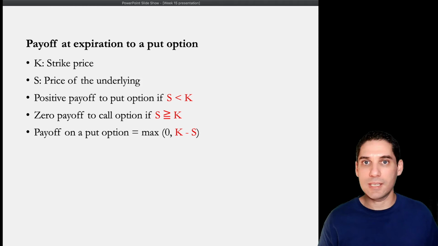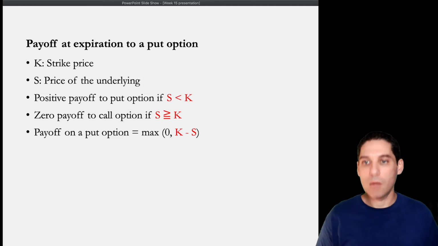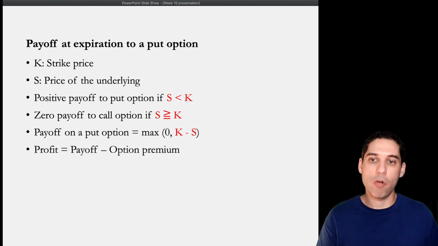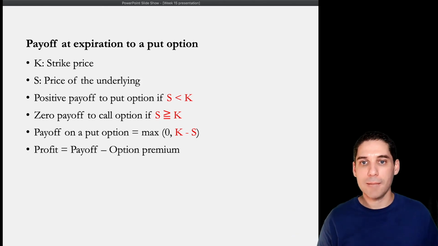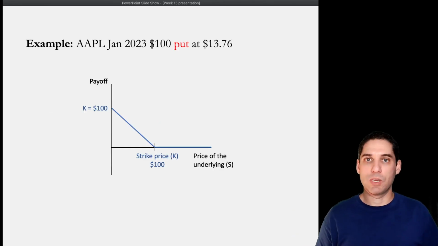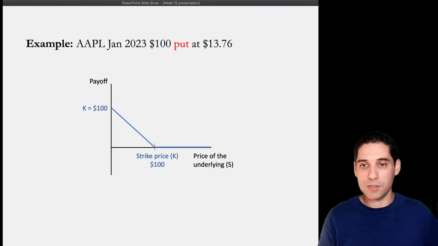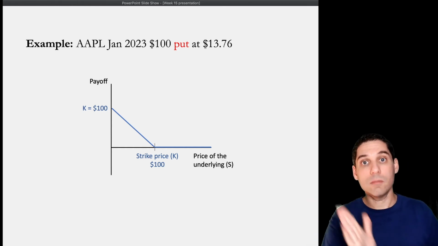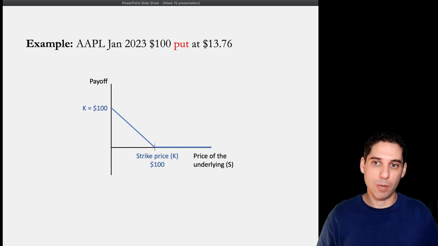So payoff, once again, cannot be negative. And we have greater payoff if K minus S is positive. And once again, the profit is going to be the payoff minus the premium we have paid for it back when we bought the option, okay? So visually, this is what it's going to look like, right? We have zero payoff if the underlying is worth more than strike, and then 1-to-1 greater payoff if the underlying is worth less than the strike price.